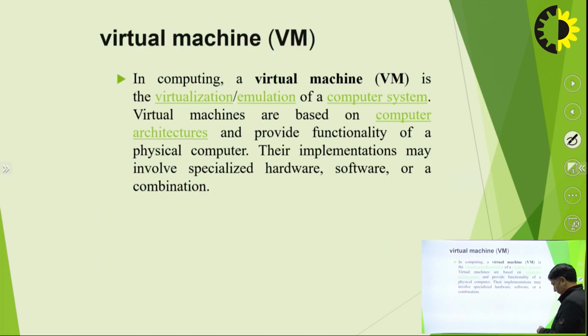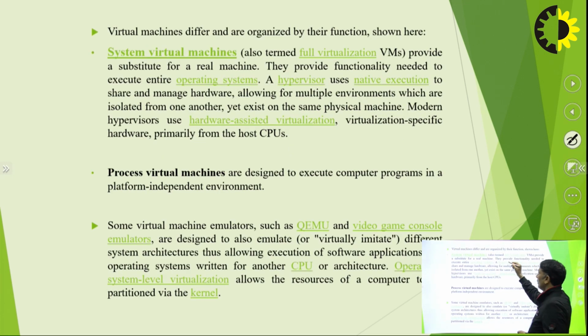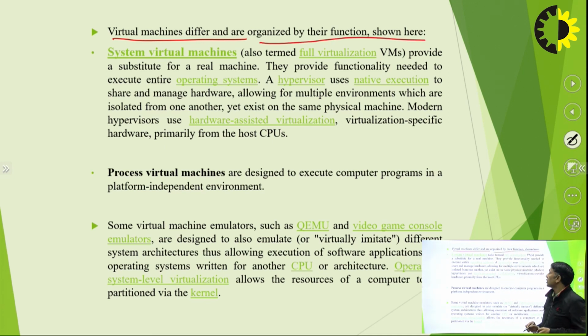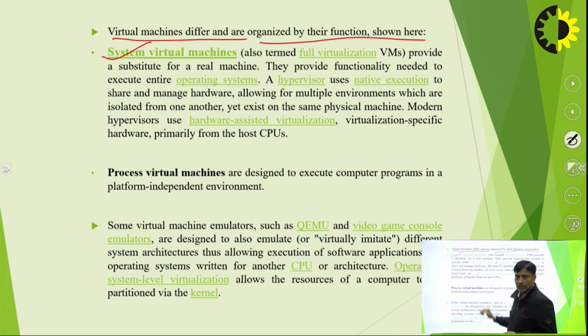So in computing, a virtual machine is the virtualization or emulation of a computer system. Virtual machines are based on computer architecture and provide the functionality of a physical computer. Their implementation may involve specialized hardware, software, or combinations. Virtual machines differ and are organized by function. Broadly, there is the system virtual machine, and there is another type, the process virtual machine.